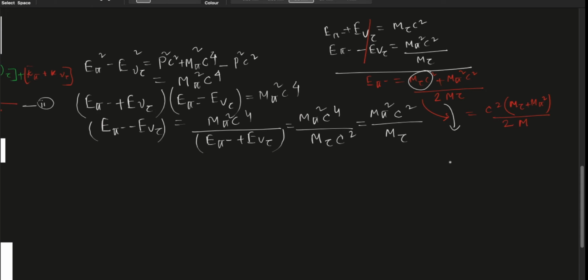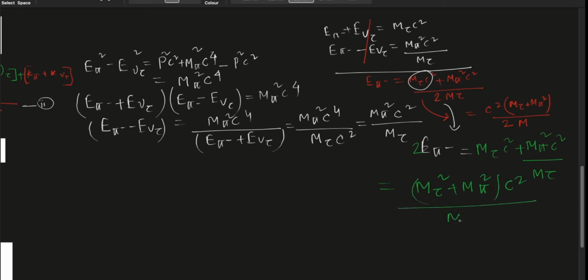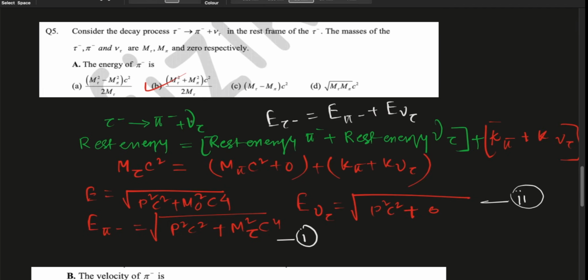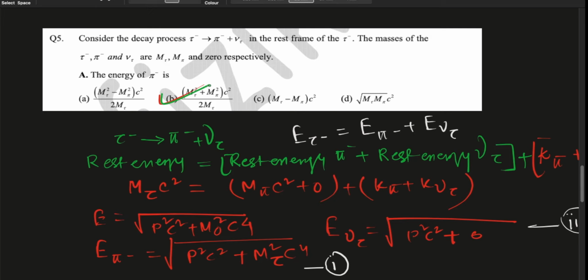This will be E pi minus equal to m tau c square plus m pi square c square by m tau, divided by 2. So here m tau square plus m pi square, common c square by m tau, and E pi equal to 2. So option number B is the right option. That is the mistake I made, so I'm sorry for that. Yeah, this is the right option.